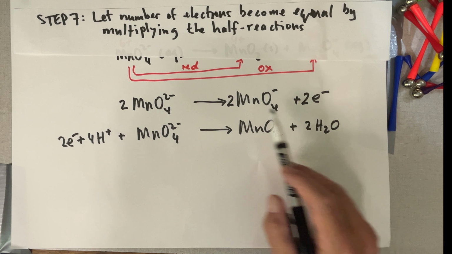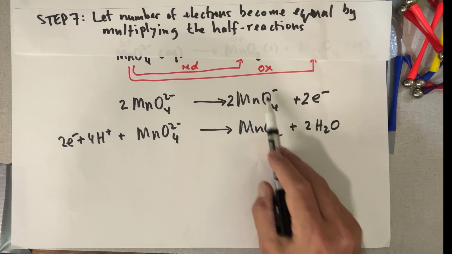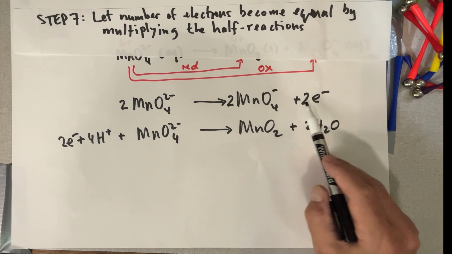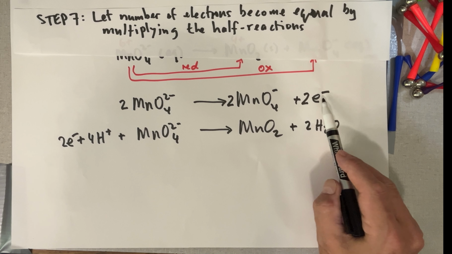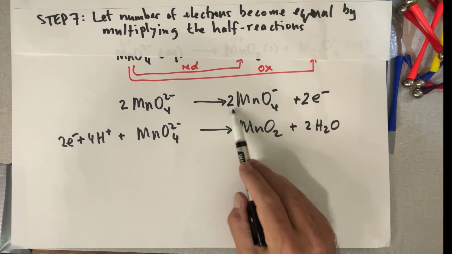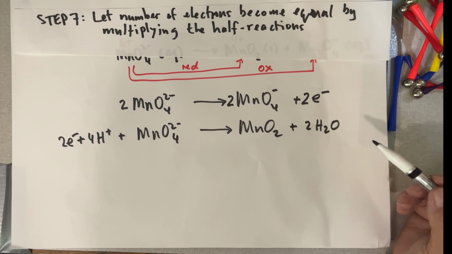This is a step that people sometimes do incorrectly by simply multiplying the electrons, but you must remember that all the species involved must be multiplied with the appropriate number of coefficients.